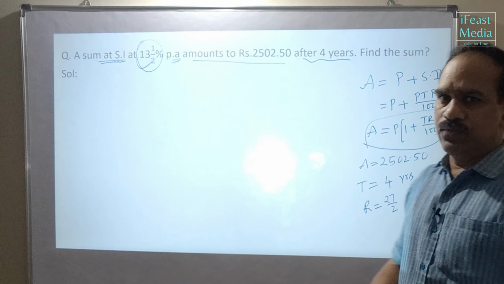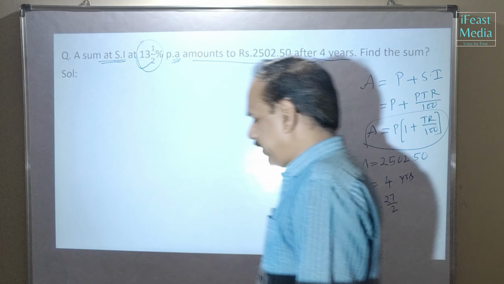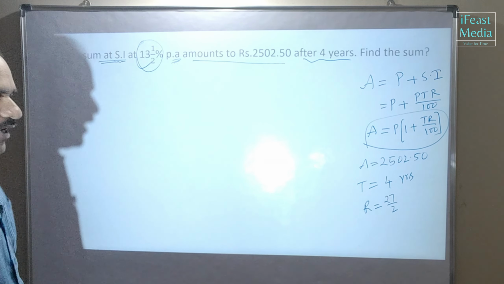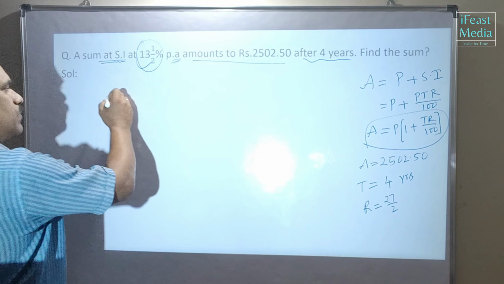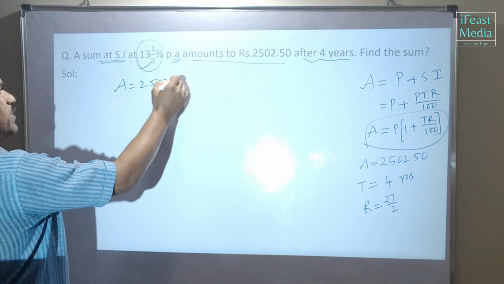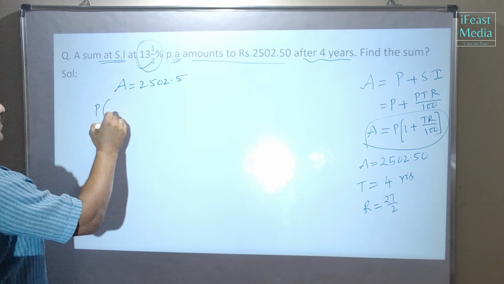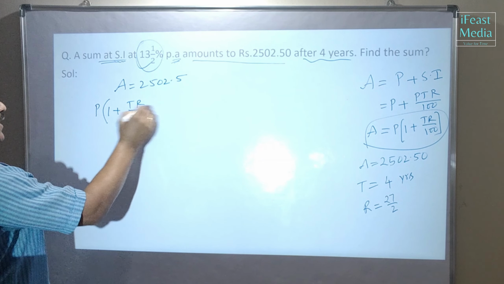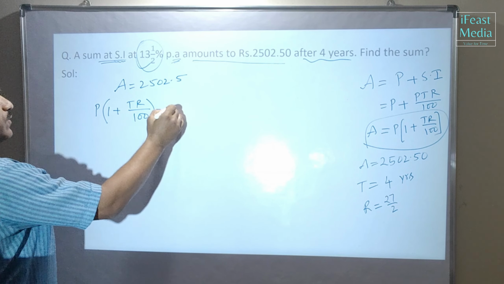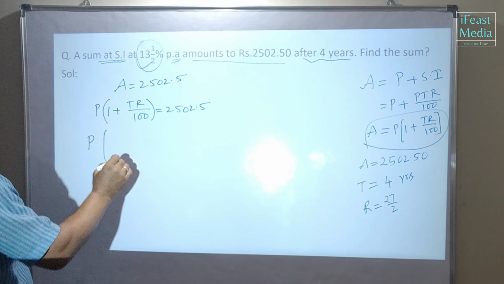27 by 2 is a regular fraction. Now find the sum. Now we are asked to find the sum or principal. So here what is amount? It is 2502.5. What is the amount formula? It is P into 1 plus TR by 100 equal to 2502.5. P is unknown here.